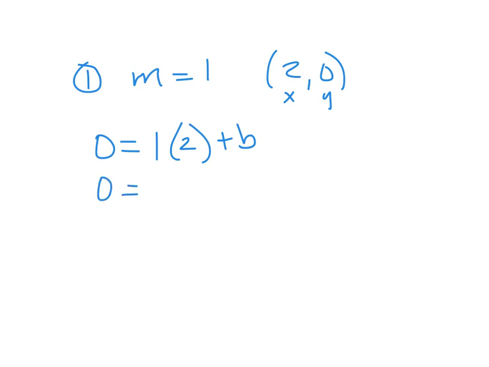What is 1 times 2? 2. So now to get the b by itself, I have to move the 2. It's a positive 2. How do I move it? Subtract. Very good. So I get -2 equals b.